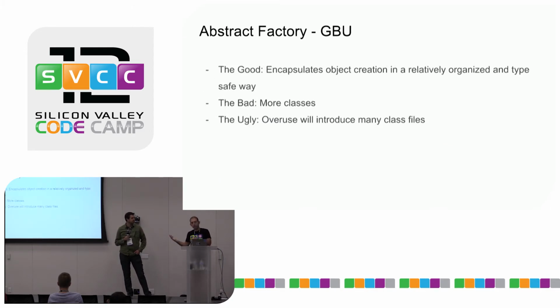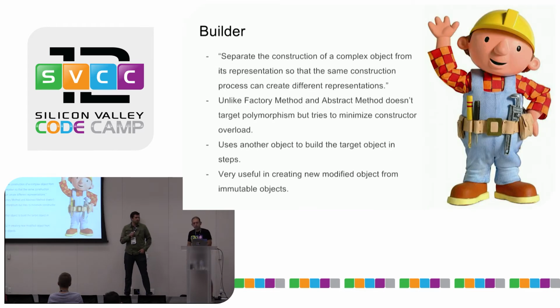So again, the good, bad, ugly. Abstract factories are really good most of the time. If you, again, need it, it really organizes well and is very type safe. The bad thing is it will introduce more classes than the factory method. So again, if you don't need the abstract factory and are fine with the factory method, just go with it. Next, the builder. All right, let's talk about the builder.